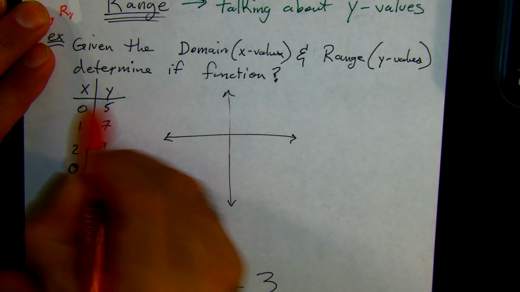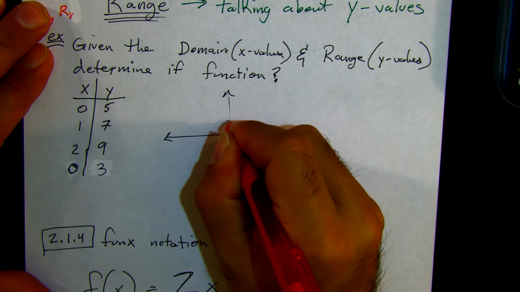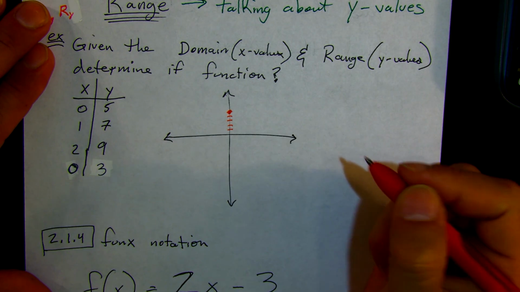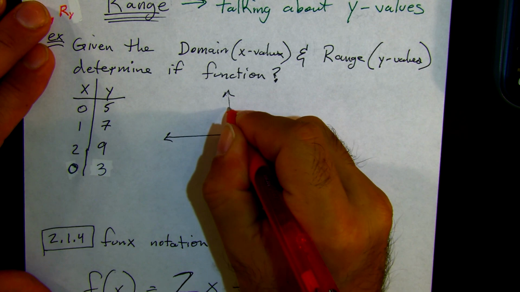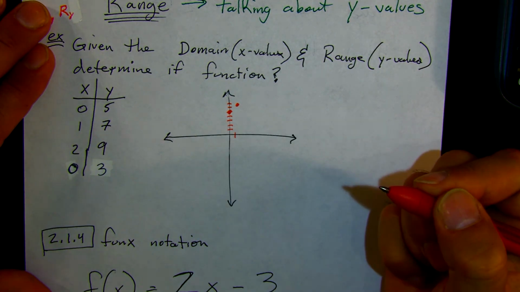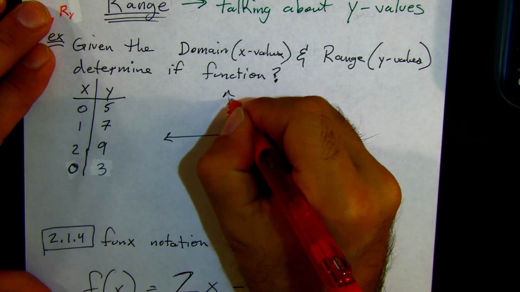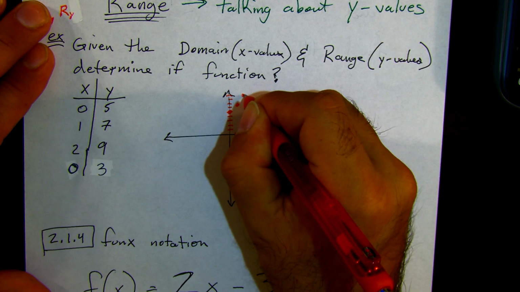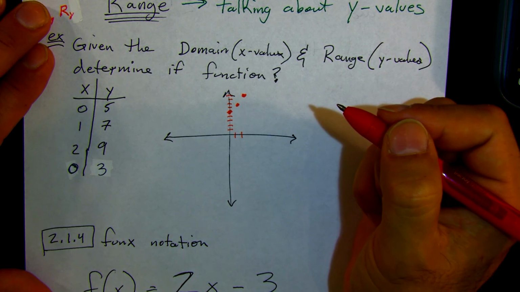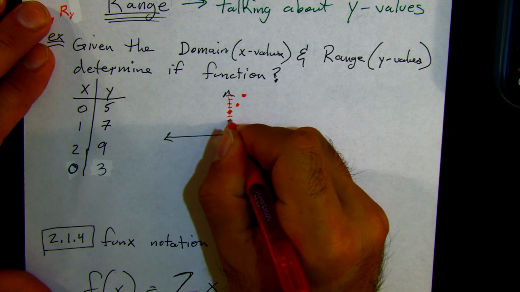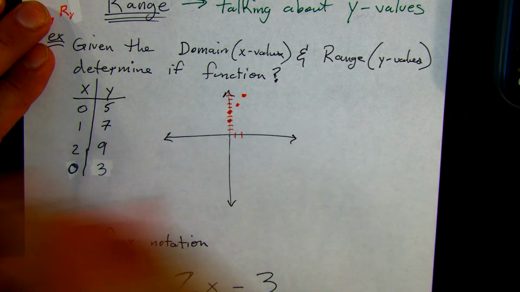Okay, if you're still graphing, no worries. I'm going to start doing it too. 0, 5, 1, 2, 3, 4, 5. Right there. 0, 5. 1, 7, 1. We already had 5, so let's go 6, 7, and it's where those meet. 2, 9, 7, 8, 9. 2, 9. And then we have 0, 3. Uh-oh.